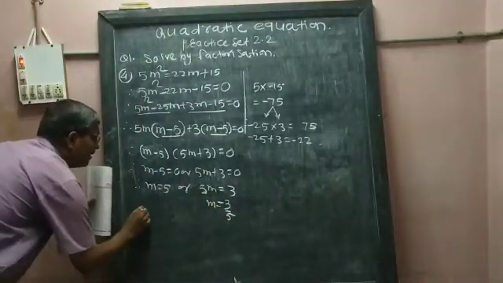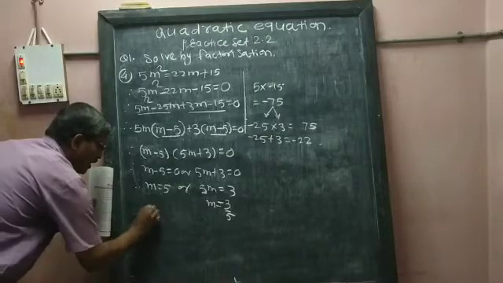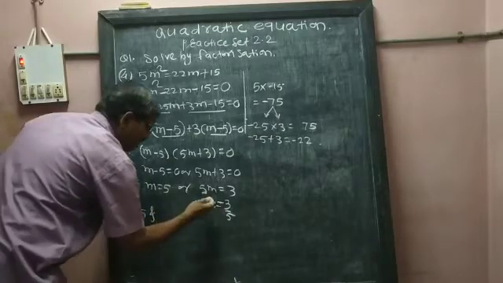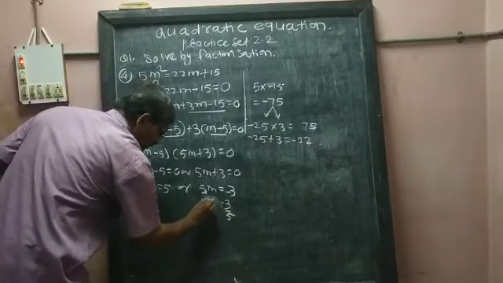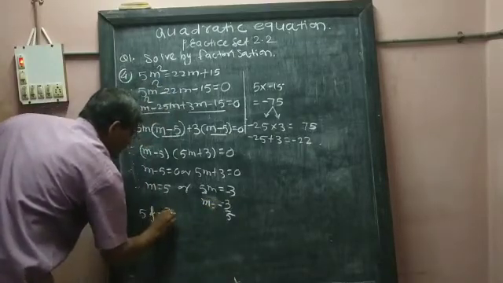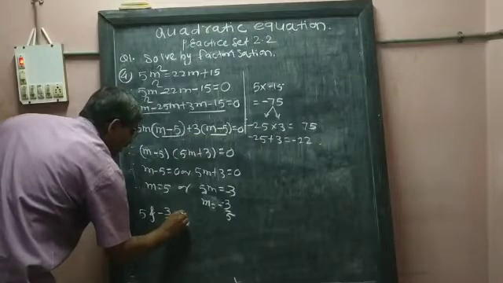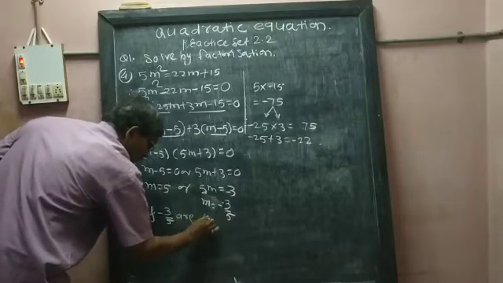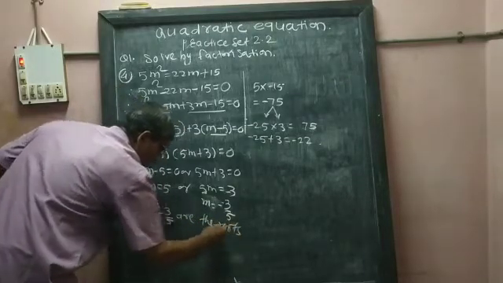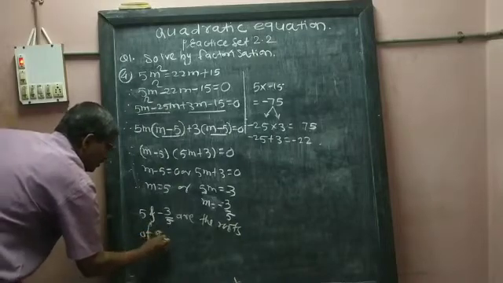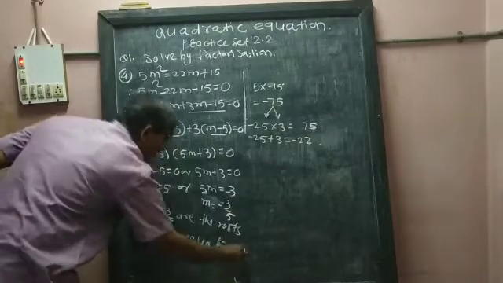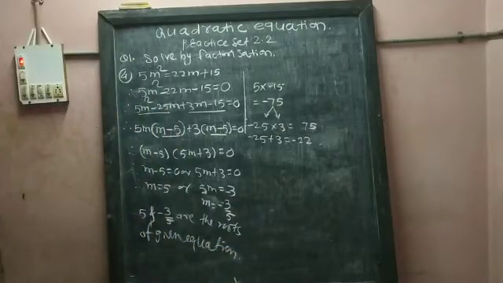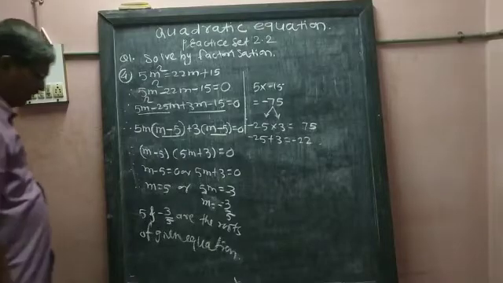Therefore 5 and minus, is it minus? Yes, it should come minus 3 upon 5. So here also 5 and minus 3 upon 5 are the roots of the given equation. Yes, we understand. If you understood, then we will enter into the next question.